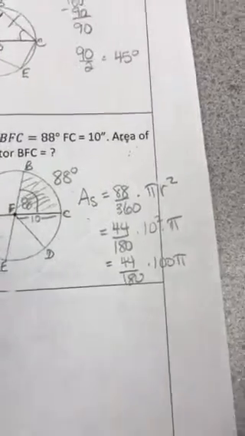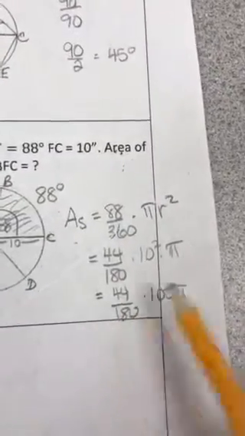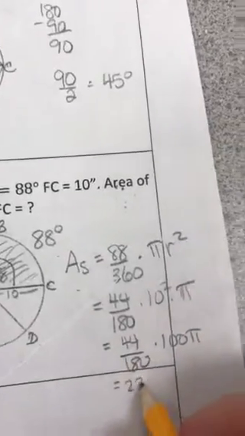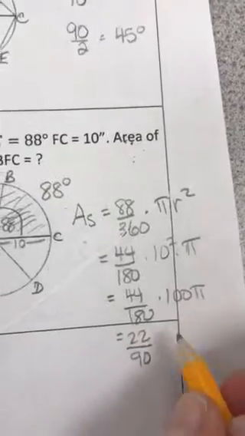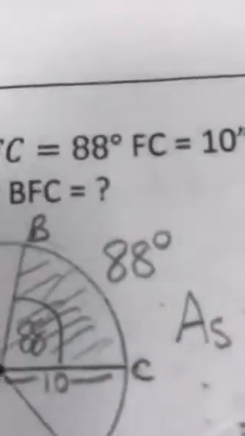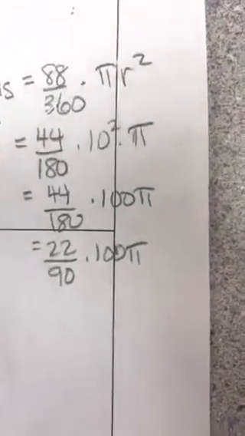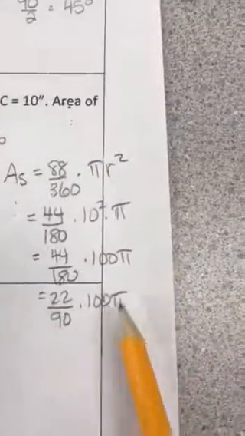All right, so we can further reduce this. We can cut it in half again. So that's going to be 22. I'm doing this all without a calculator, by the way. 22 over 90 times 100. And I'm trying to write with one hand, and the paper's moving. Okay, so there we go. So 22 over 90 times 100 pi. So now I can just multiply across.